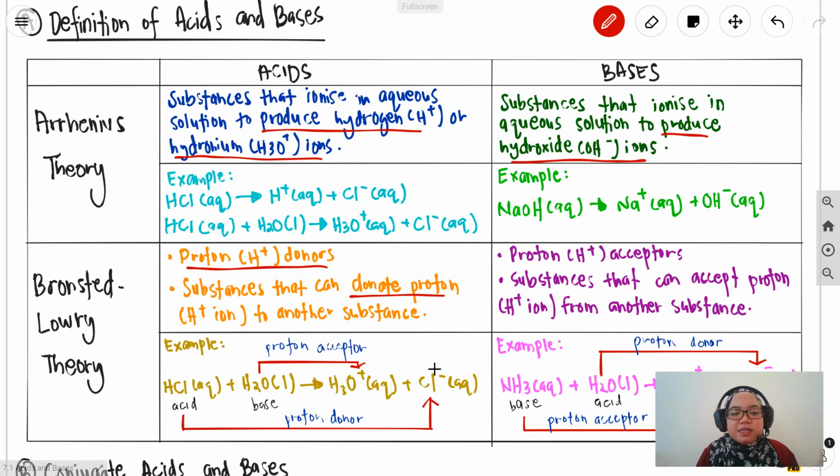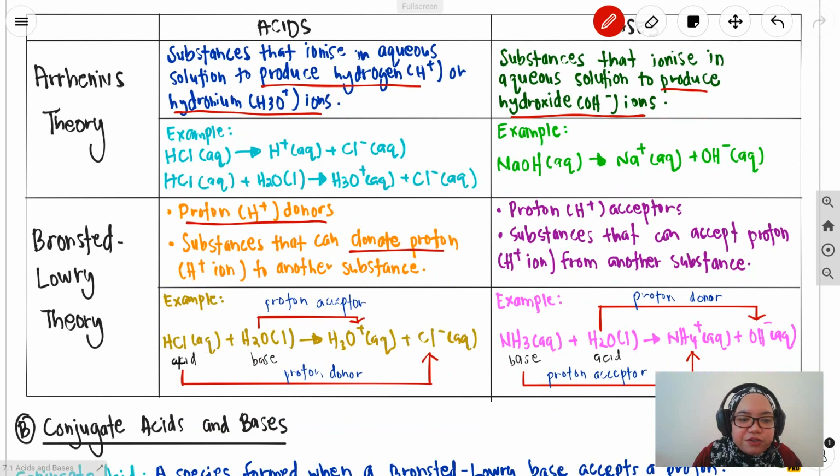Okay, so for example, here we have hydrochloric acid as an acid and water as a base. So it will form hydronium ion and chlorine ion. Here, if we see here, hydrochloric acid will form into chlorine ion. So here we can say that HCl donating proton to another substance, hence becoming Cl minus at the end of the reaction.